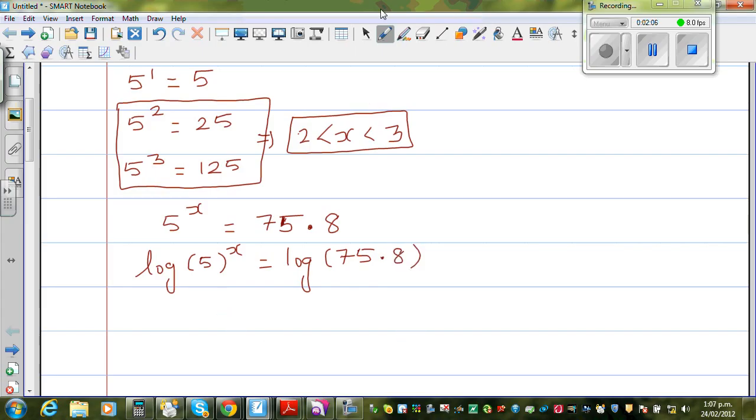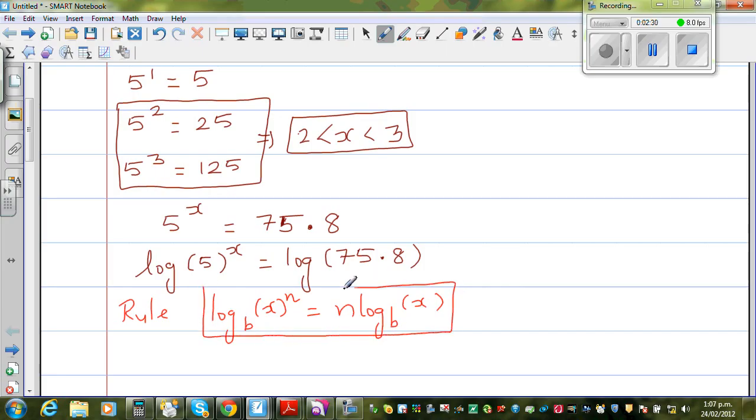Okay, now there's a rule. Let me write the rule like this. The log rule is like this: log base b of x to the power n is equal to n log base b of x. Now this formula you should know, or it will be given in your formula sheet. If it's given in your formula sheet, you should know when to use it.